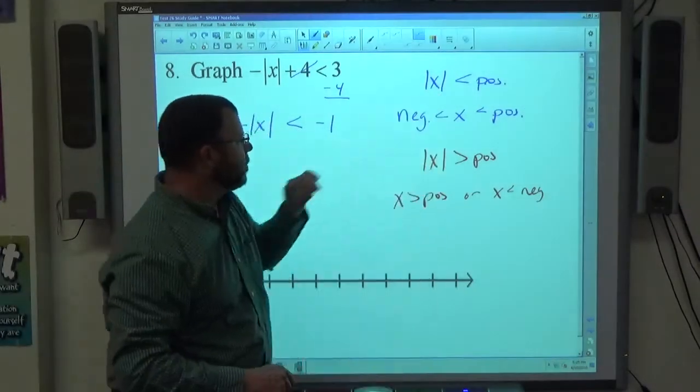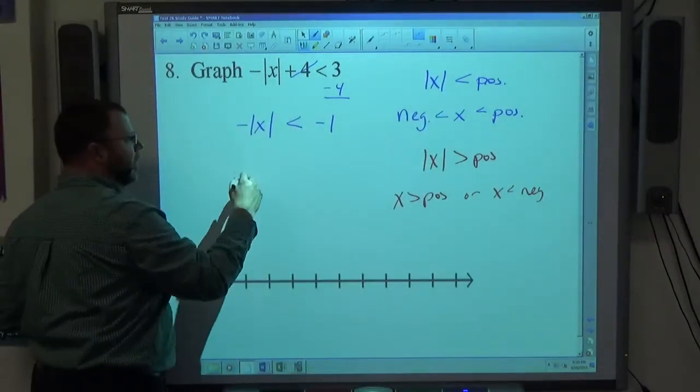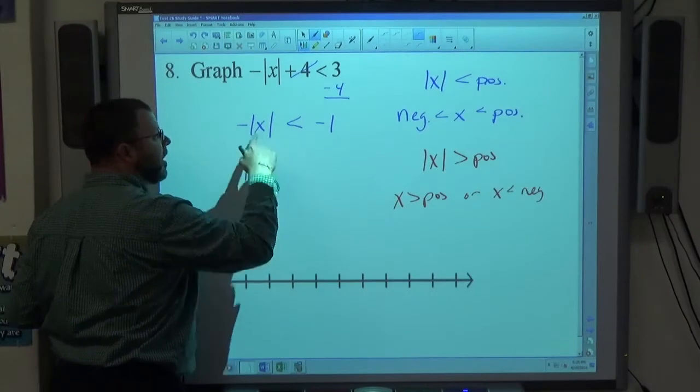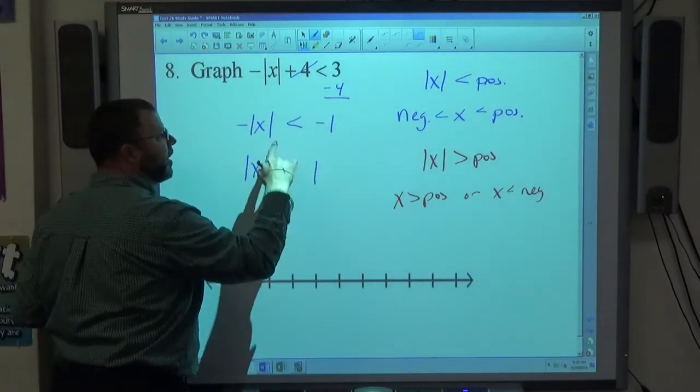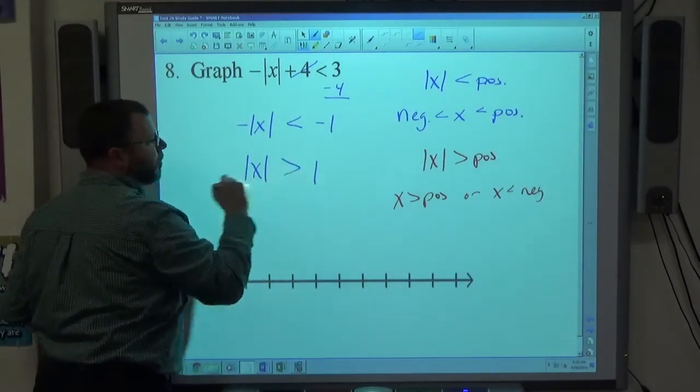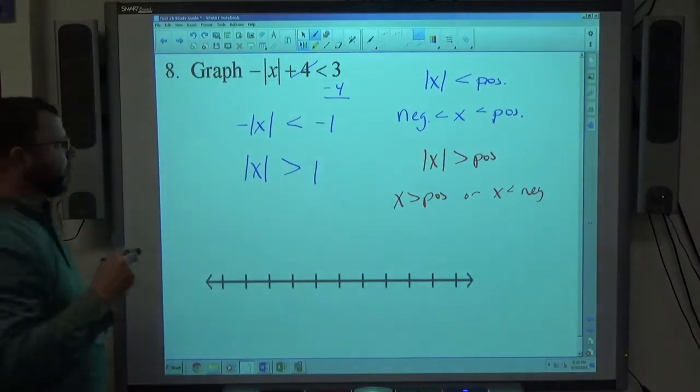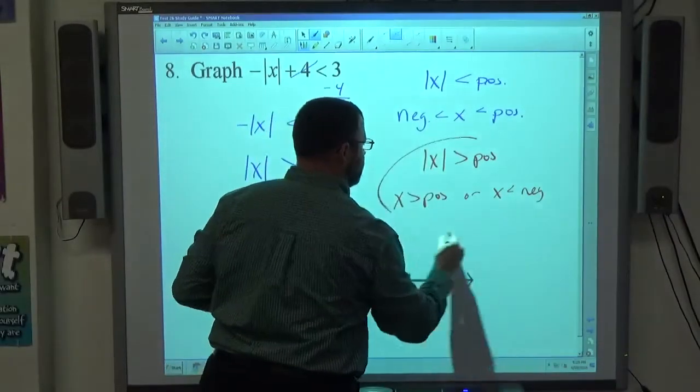Both these say positive absolute value. So I need this negative to go away, so I need to make this positive absolute value of x. Change this sign requires me to change that sign, and changing both signs requires that I flip the inequality around. So it ends up having this picture here.